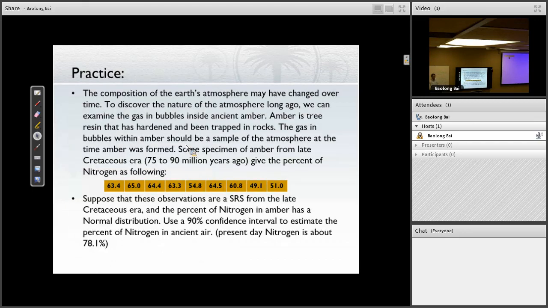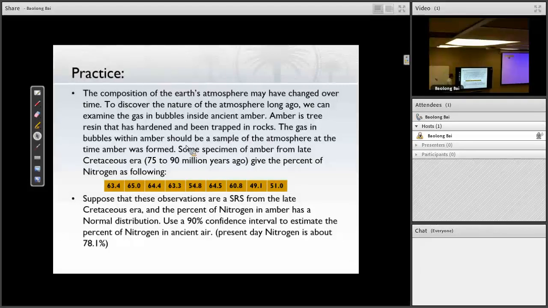All right, let's look at another practice. The composition of the Earth's atmosphere may have changed over time. To discover the nature of the atmosphere a long time ago, we can examine the gas in bubbles inside amber. Amber is a tree resin that has hardened and been trapped in rocks. The gas in the bubbles within the amber should be a sample of the atmosphere at the time when the amber was formed. Some specimens of amber from the late Cretaceous era, a very long time ago, give us the percentage of nitrogen as the following. So we have different nitrogen percentages based on the amber samples we collected. Suppose these observations are a simple random sample from the late Cretaceous era, and the nitrogen percentage in the amber has a normal distribution. Use a 90% confidence interval to estimate the percent of nitrogen in ancient air.